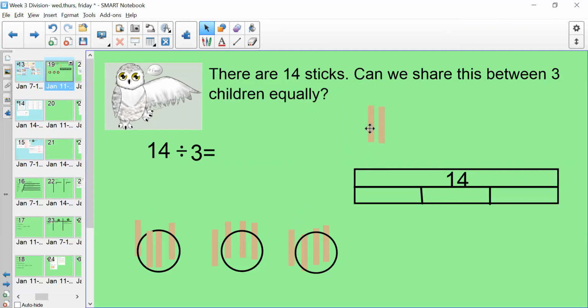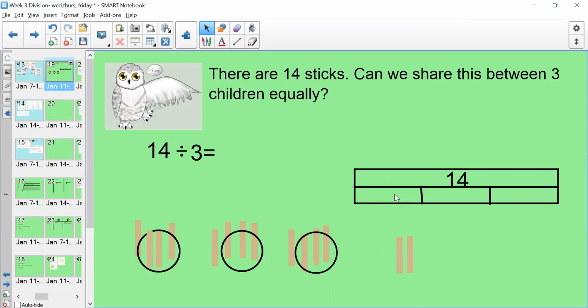Okay, so what we're going to do here, if there's 2 left here, and we have to give this child 1 and this child 1, we need to ask the question, will this be equal? Will each child get the same? And the answer is no. This child would then get 5, this child would get 5, but this child would get 4. So when we are dividing, it needs to be shared equally. But also, we can't forget about these 2. So we're going to put these 2 on the side.